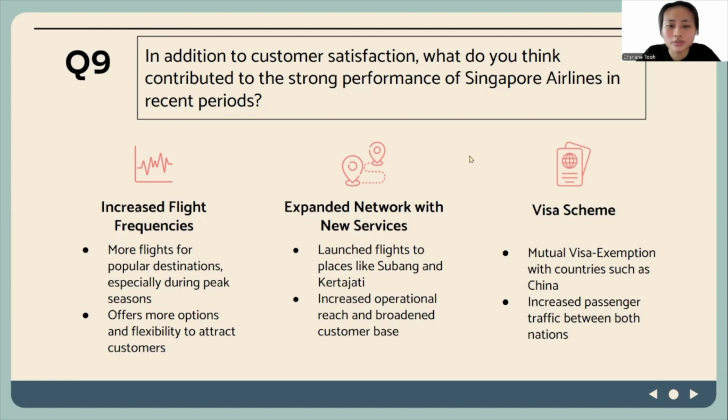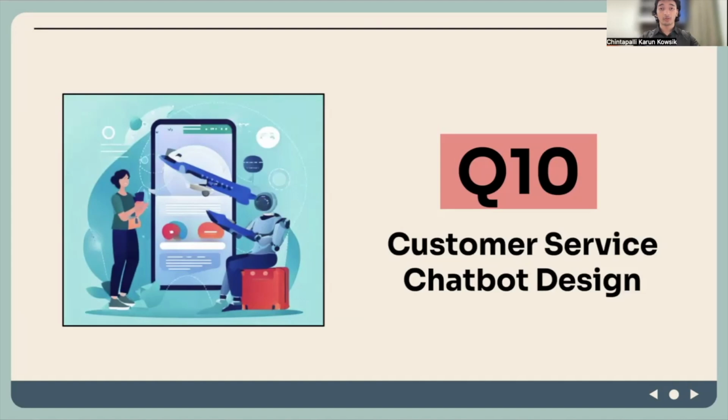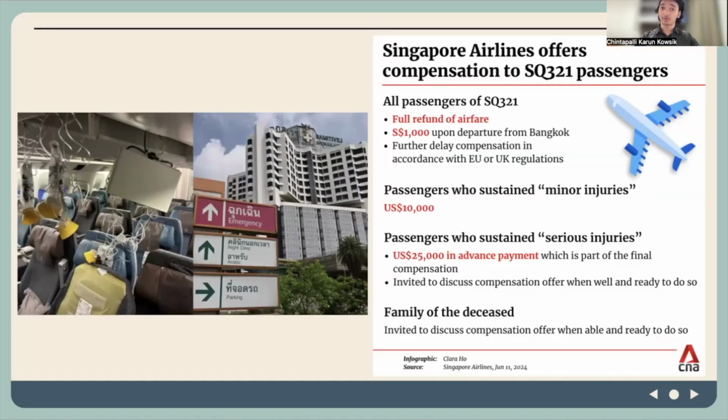The mutual visa exemption scheme with countries such as China has made it more convenient to travel between the two countries. The ease of travel would hence lead to higher passenger traffic, allowing Singapore Airlines to perform well. Therefore, these strategic moves, coupled with strong travel and cargo demand, have allowed Singapore Airlines to perform strongly in recent periods.